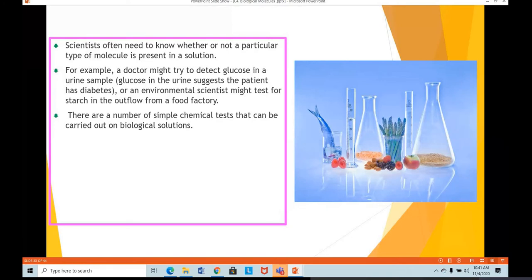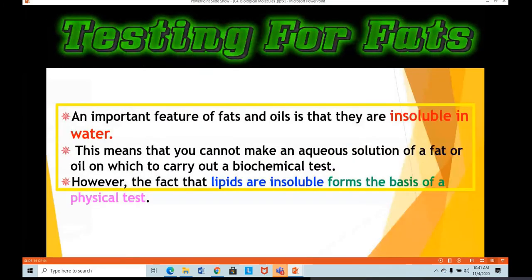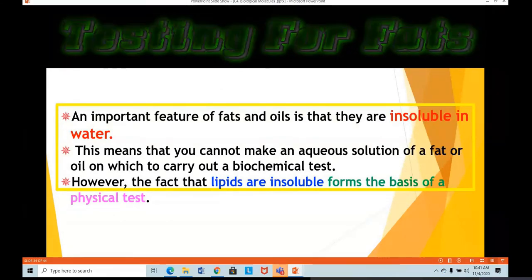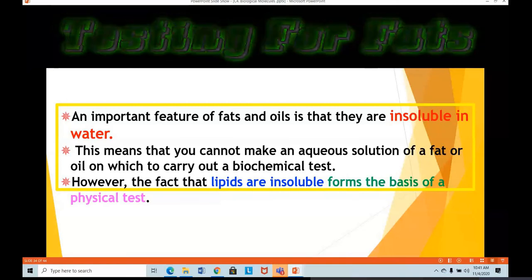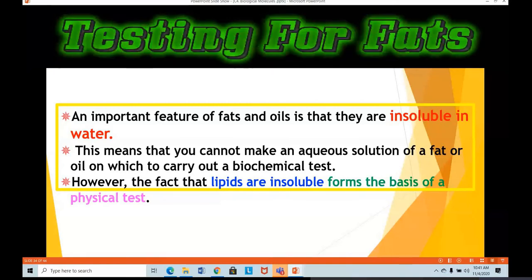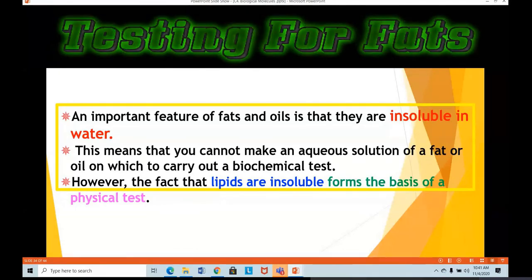So there are a number of simple chemical tests that can be carried out on biological solutions. Testing for fats first, so the testing for lipids. An important feature of fats and oils is that they are insoluble in water. This means that you cannot make an aqueous solution of a fat or oil on which to carry out a biochemical test. So what do we do now? However, the fact that lipids are insoluble forms the basis of a physical test.